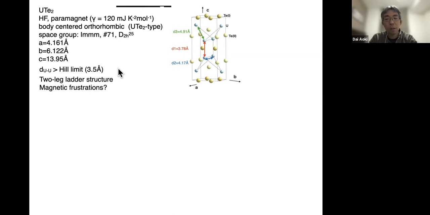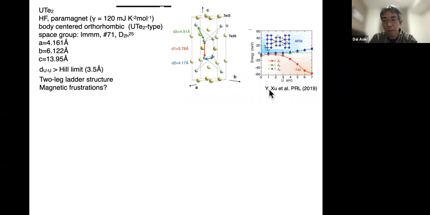And the crystal structure consists of a two-leg ladder structure, and theoretically magnetic frustration is proposed by the early paper by Xu et al. So they calculate the antiferromagnetic interaction and ferromagnetic interaction, and they discuss both interactions.